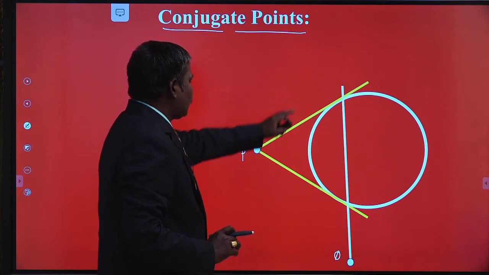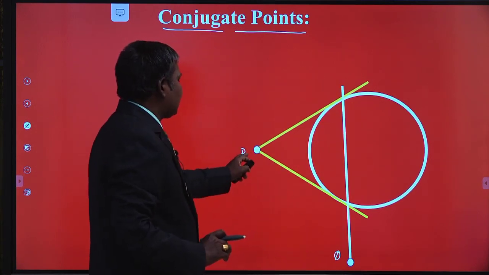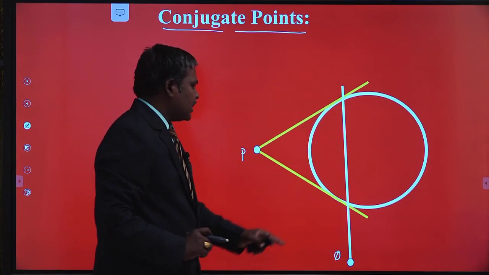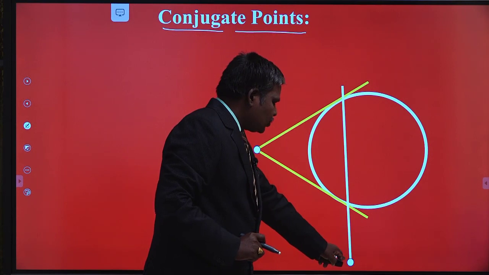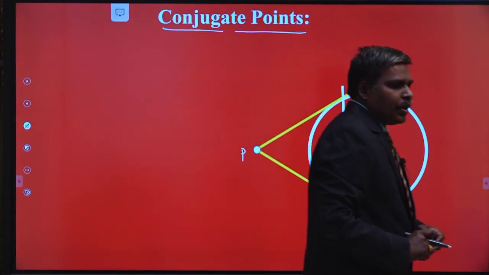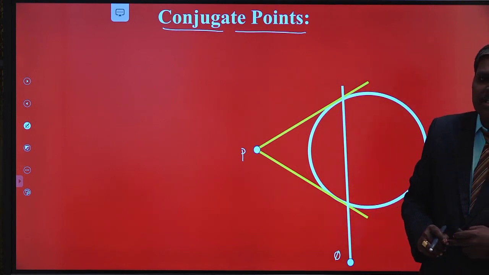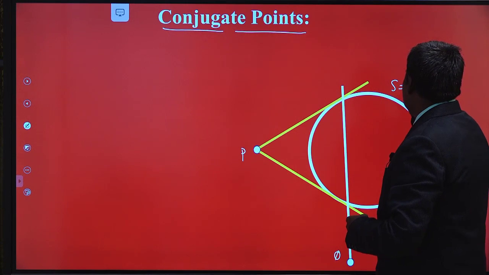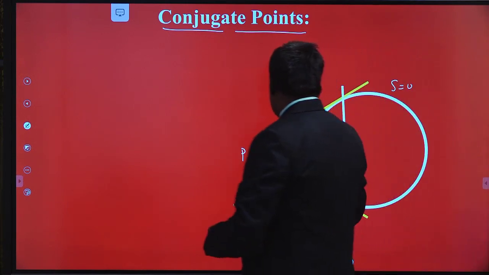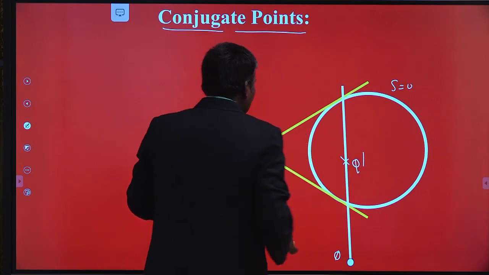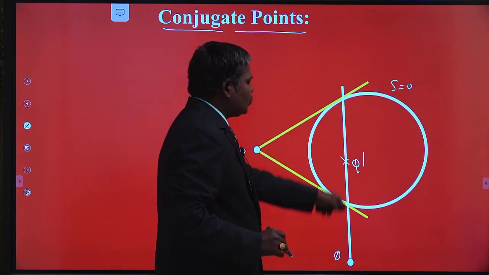Now this is the polar of P with respect to the circle, because the point is outside of the circle. The polar coincides with what? Chord of contact. This chord of contact passes through what? Q. So in this situation, we say that the two points P, Q are conjugate points with respect to the circle S equals 0. See here, my dear students, you take any point here itself. This is another point, say Q dash. Now the polar of P passes through Q dash.